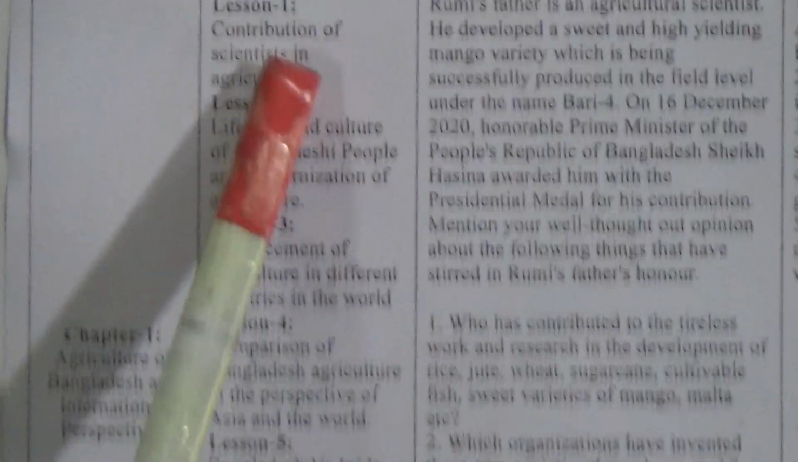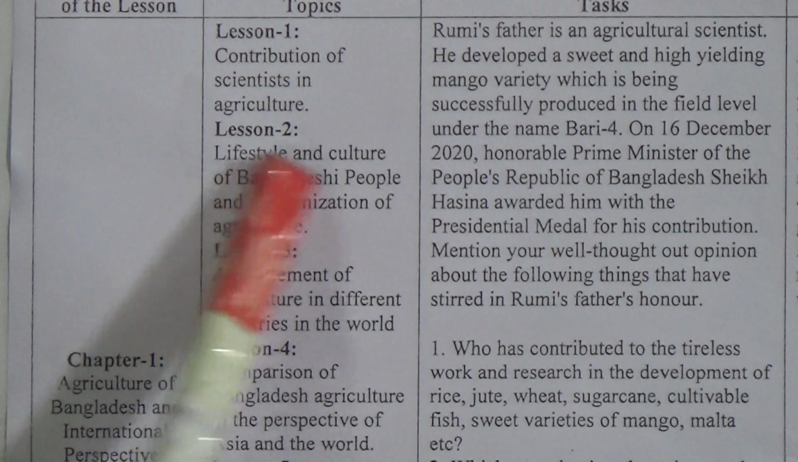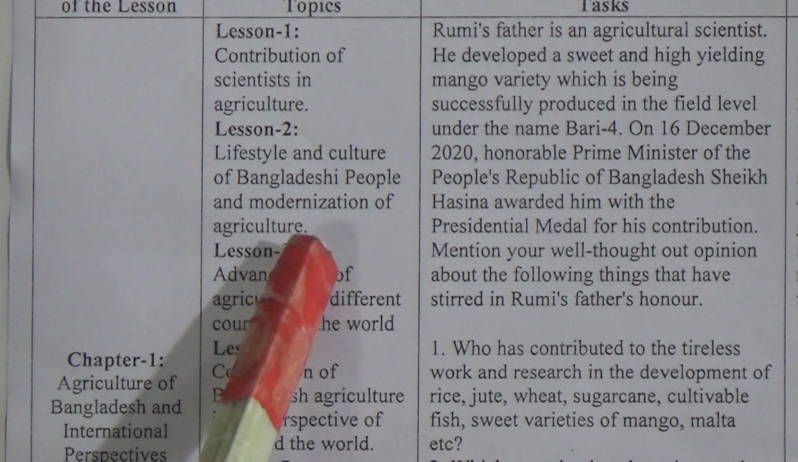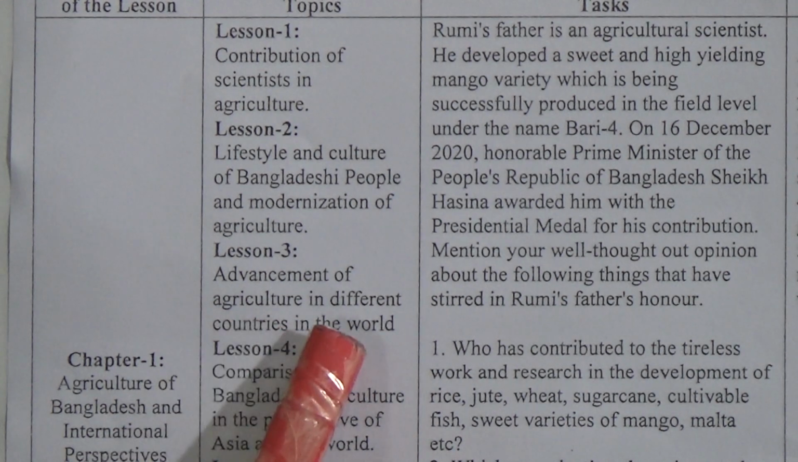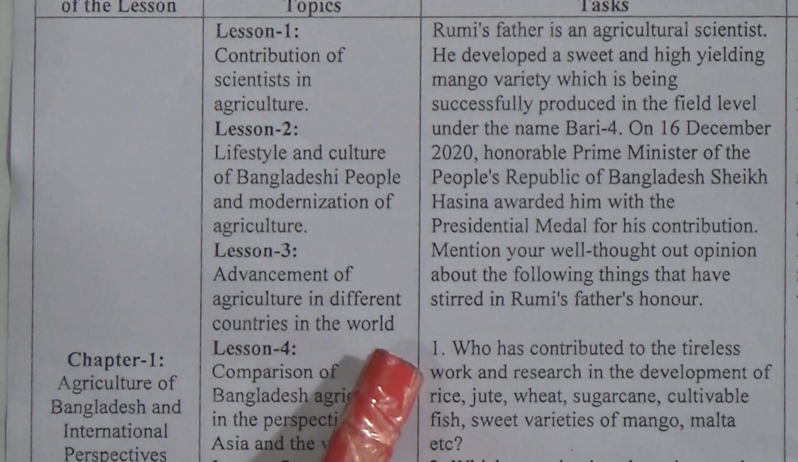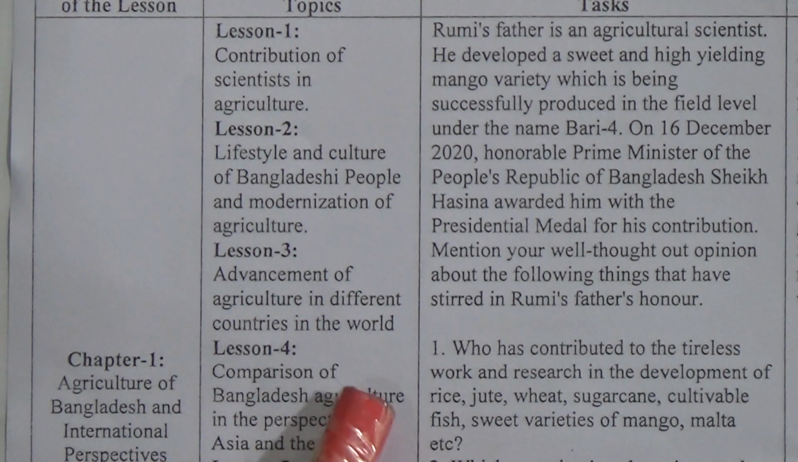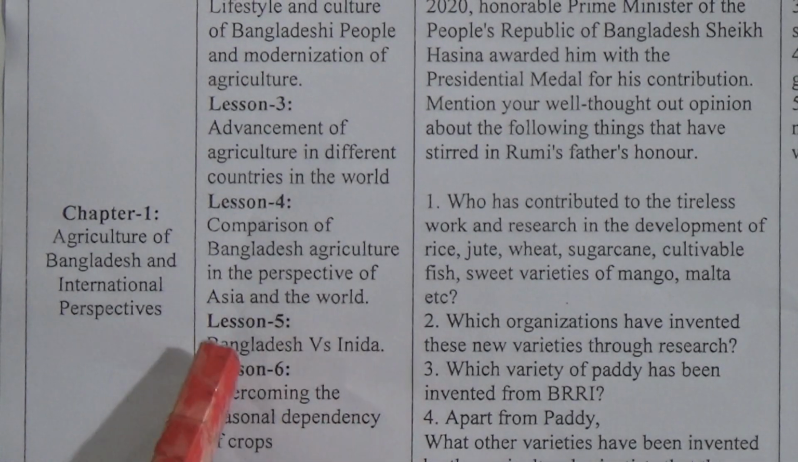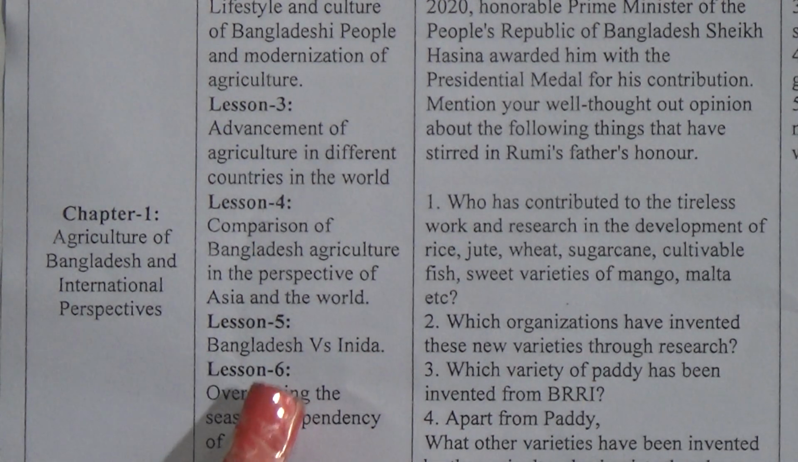Lesson 1, contribution of scientists in agriculture. Lesson 2, lifestyle and culture of Bangladeshi people and modernization of agriculture. Lesson 3, advancement of agriculture in different countries in the world. Lesson 4, comparison of Bangladesh agriculture in perspective of Asia and the world. Lesson 5, Bangladesh versus India. Lesson 6, overcoming the seasonal dependency of crops.